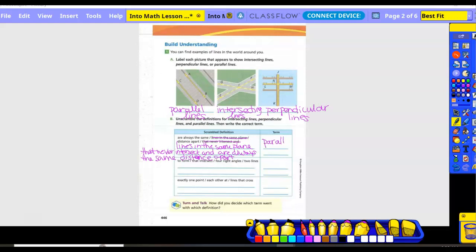And how do we know that? Because it said they never intersect, right? Okay. Next, to form the intersect 4 right angles, 2 lines. So we came up with our new definition as 2 lines that intersect to form 4 right angles. And what do we get? Perpendicular lines. So for the next definition, we came up with lines that cross each other at exactly 1 point. So those are intersecting lines.